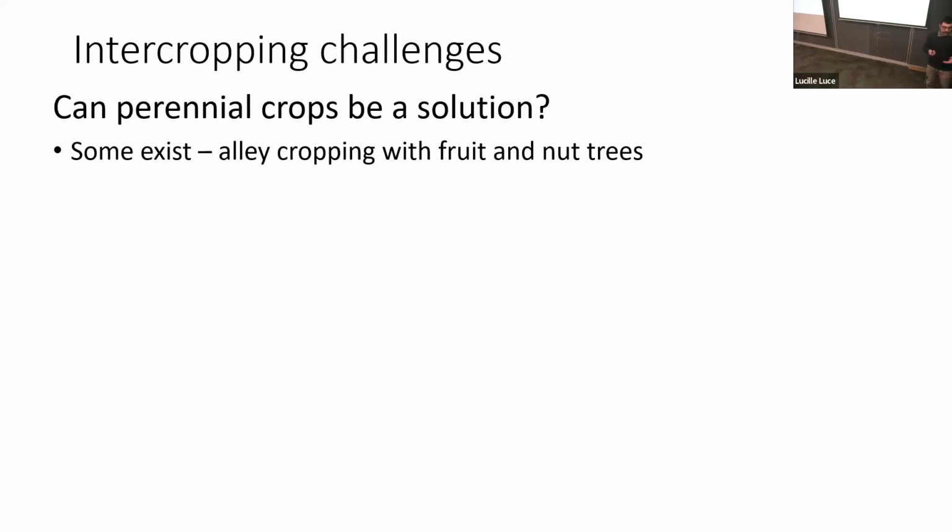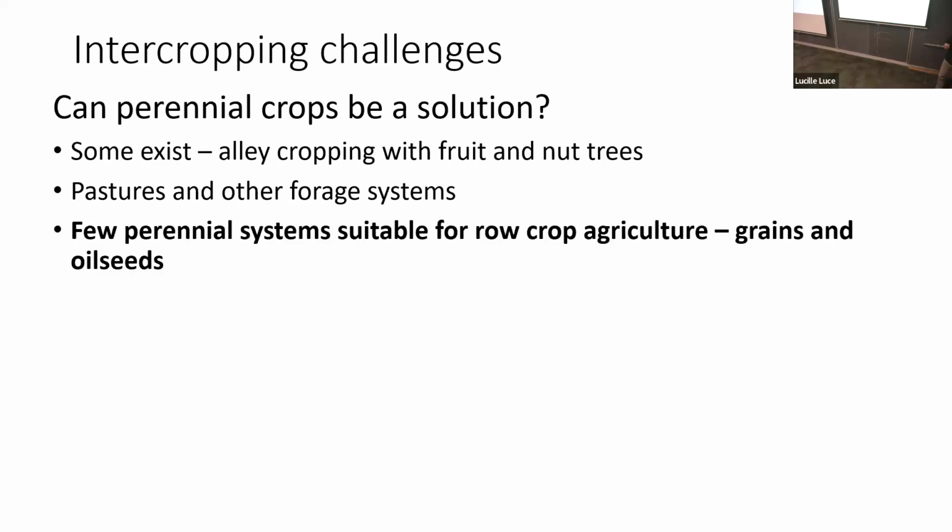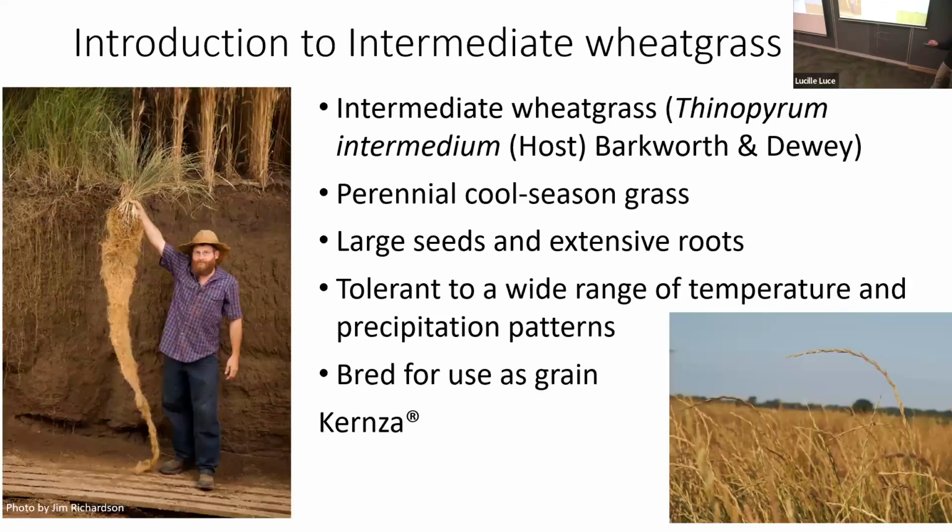We have alley cropping with fruits and nut trees. We have a lot of intercropping that's occurring in pastures and other forage systems. But until now, there really haven't been any intercropping systems that really fit nicely within a production row crop system and that provides human consumable grains, these cereal grains that are so important for humanity. Which leads me to intermediate wheatgrass, or Kernza.